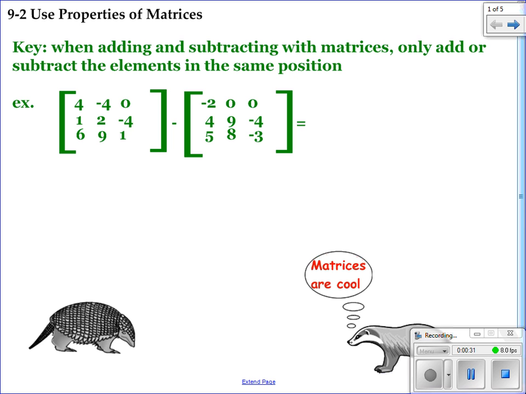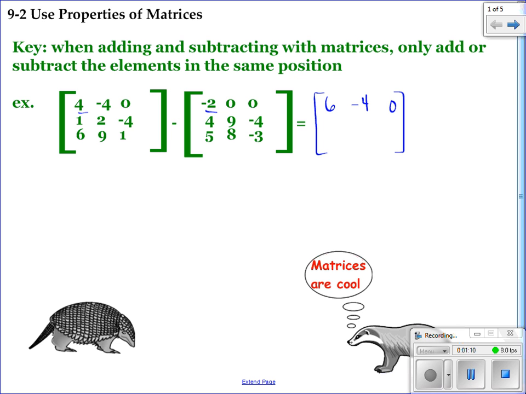When you're adding and subtracting matrices, it's quite simple. You just add and subtract whatever numbers are in the same position. So the upper left corner number goes with the upper left corner number on the other one. For instance, this 4 and this -2, you're going to subtract. So 4 minus -2, we're going to get what? 6 would go in that corner.